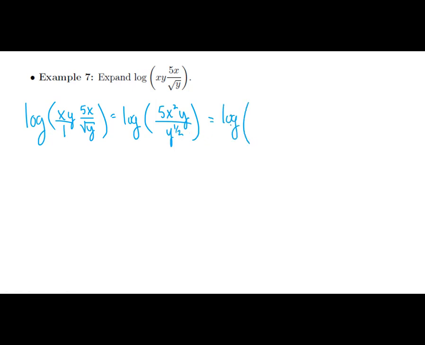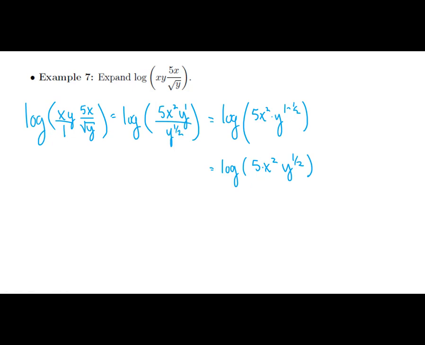And so with our exponent rules, we can combine this y and this y to the 1/2 by understanding that this is y to the first up here. And when you divide like bases, you subtract exponents. So 5x squared y to the 1 minus 1/2. So this will be the log of 5x squared y to the 1/2.